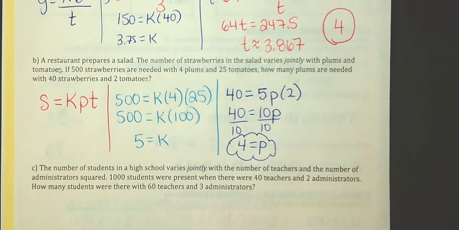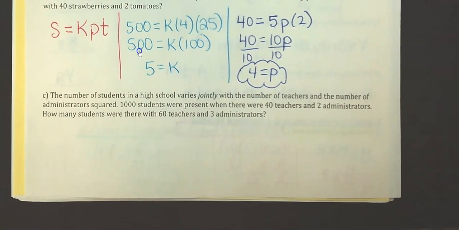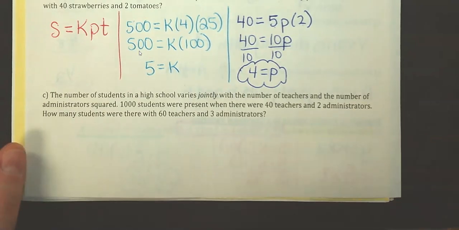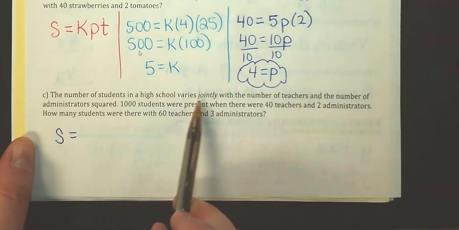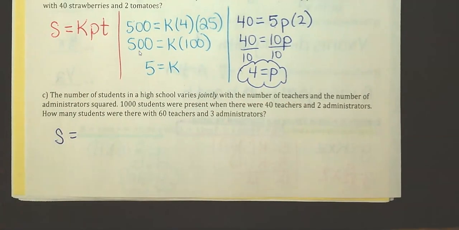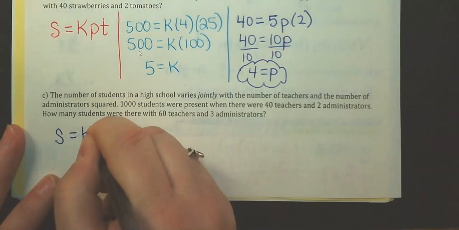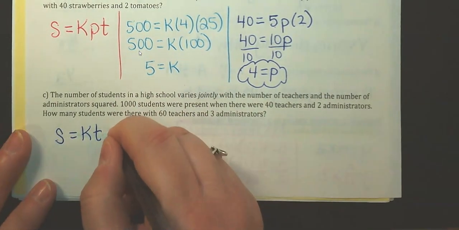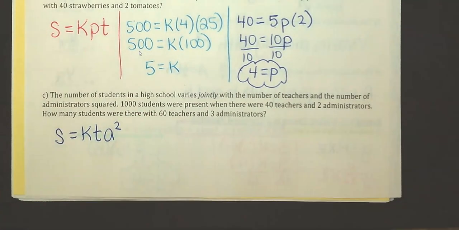And then I have one more problem at the bottom. Is anybody having a question? Okay. This one says the number of students, let's just use S, in a high school varies jointly with the number of teachers and the number of administrators squared. So an administrator is like a principal or a vice principal or something like that. So I'm going to do K here. Number of teachers, and then administrators, I'll just use A, and that's supposed to be squared. So something like that. Number of students, got to have my constant of variation. Jointly means we're going to multiply together the teachers and the administrators squared.